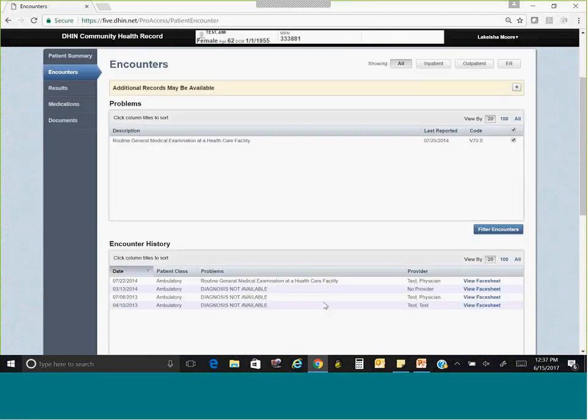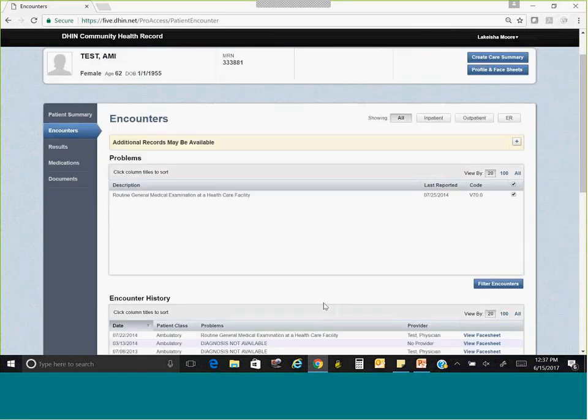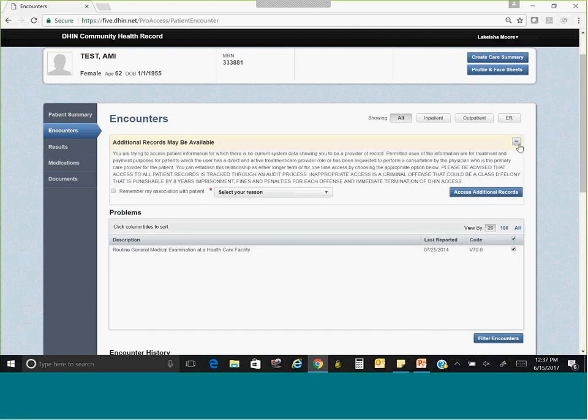Well, it's probably because the emergency room maybe did not copy one of my test providers on those results. So at any time while you're in a patient chart, you can always access additional information or additional records may be available. This stays with you throughout the community health record. So right now I'm going to go ahead and access those additional records to see if I can find out what happened in that emergency room.